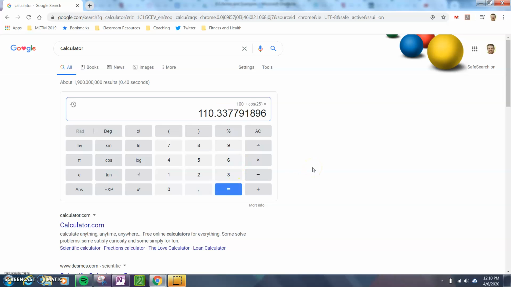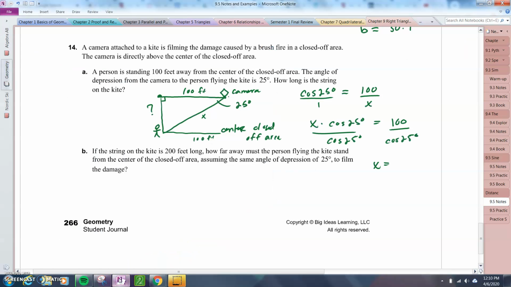So 110.3. We can say 110.3. That's how long that string is.